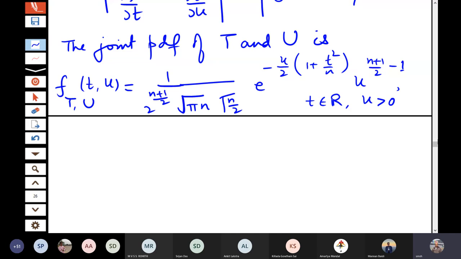In order to get the distribution of t, I should integrate with respect to u. If you integrate with respect to u, you can observe that this is nothing but a gamma function for u, because e to the power minus u into something and then u to the power something du from 0 to infinity. So it's nothing but a gamma function. So the integral is straightforward.